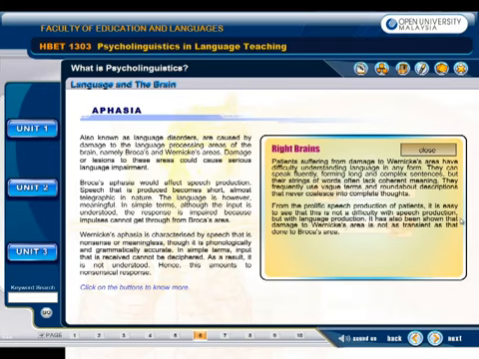From the prolific speech production of patients, it is easy to see that this is not a difficulty with speech production, but with language production. It has also been shown that damage to Wernicke's area is not as transient as that done to Broca's area.